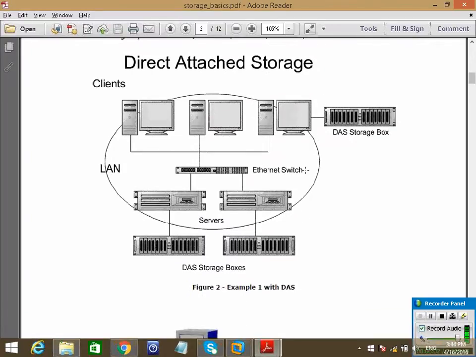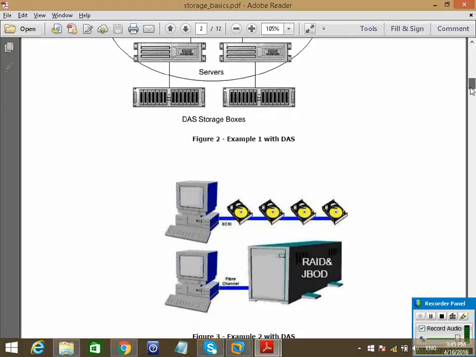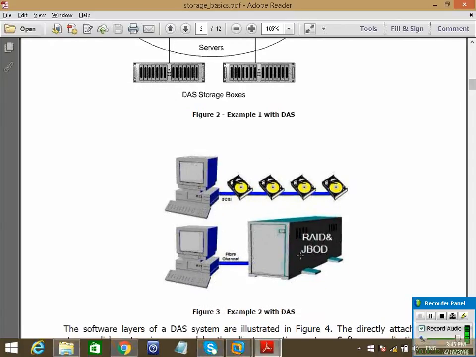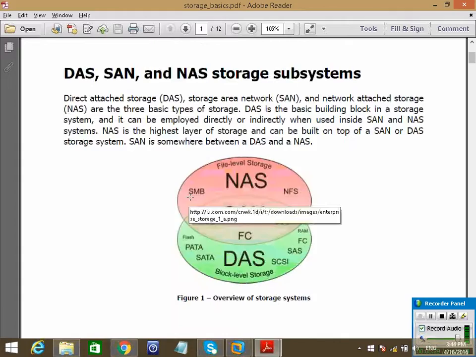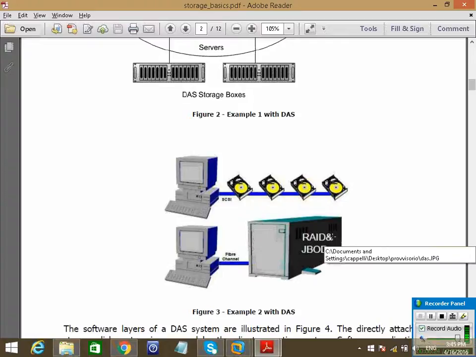So this is an example of a storage system directly attached. I've also spoken to you about the RAID. The only difference between a storage device like a SAN or NAS, especially a SAN, and a server is the RAID controller card. The RAID controller card will offer you features like mirroring and striping.